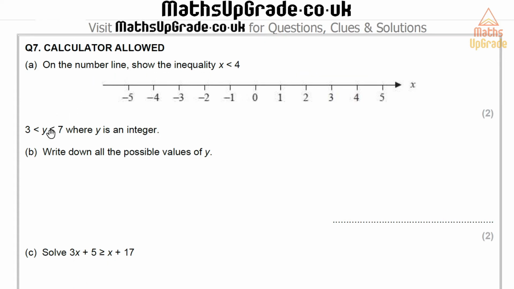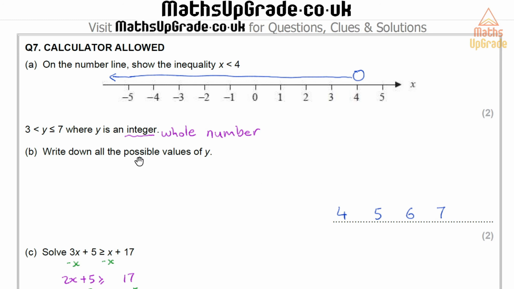In part B, we're told that y is in between the values 3 and 7, including 7. So since it's a whole number, an integer, we need to write down all the possible values of y. So that's going to be 4, 5, 6, and also 7, since it includes the value of 7 there.